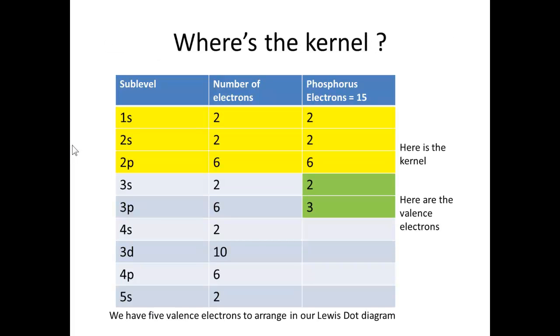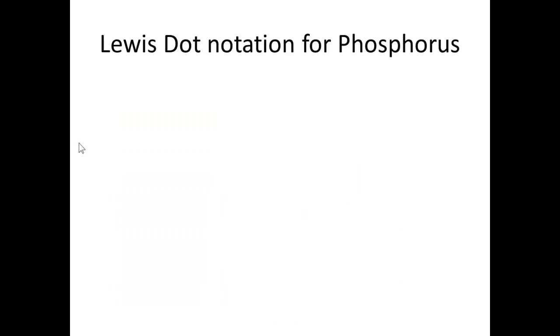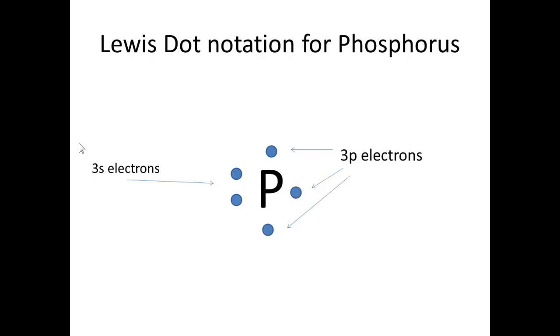Now, where's the kernel? Well, the kernels are the lower energy levels here, so we're only interested in the upper energy levels, which is the 3s and 3p, our third level if you like. And so those are our valence electrons, and there are 5 of them to arrange in the Lewis dot diagram. So how are we going to do this? Here we are. We have the 2 electrons for the 3s level, and then we have 3 electrons for the 3p.